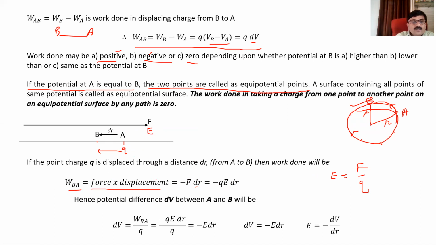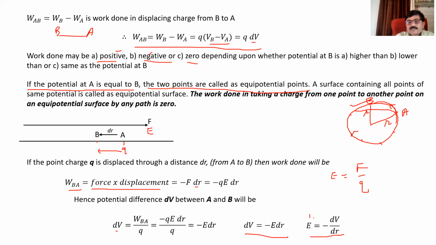But we have seen earlier the potential difference is given as work done. Suppose it is WBA, that is the work done in displacing the charge q from A to B. So WBA divided by Q will be the potential difference. This work done we have calculated is minus QE into dr divided by Q. So Q will get cancelled, it is minus E dr, or you can write dV is equal to minus E dr, or E is equal to minus dV by dr.